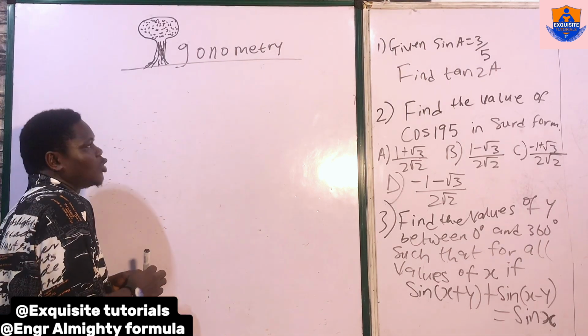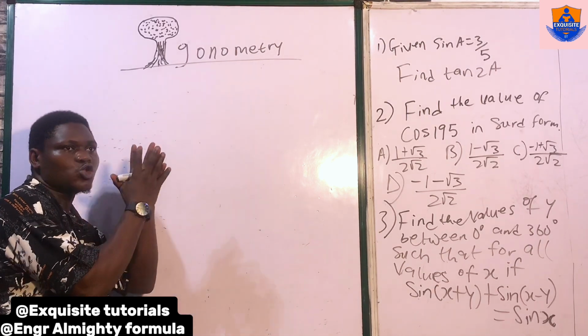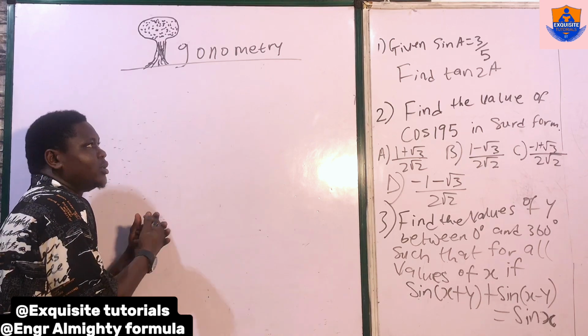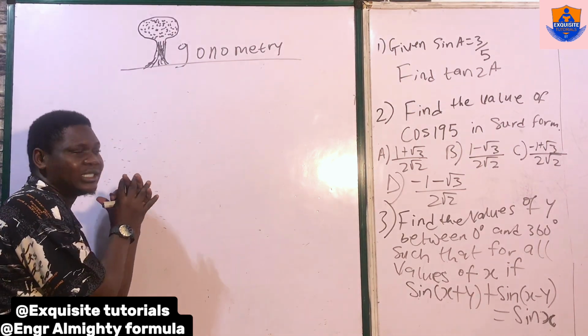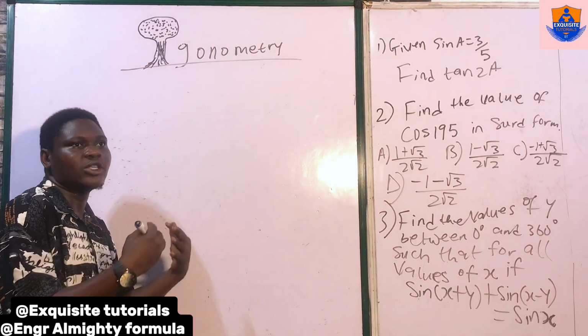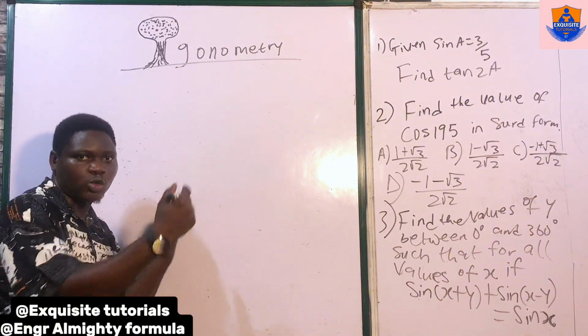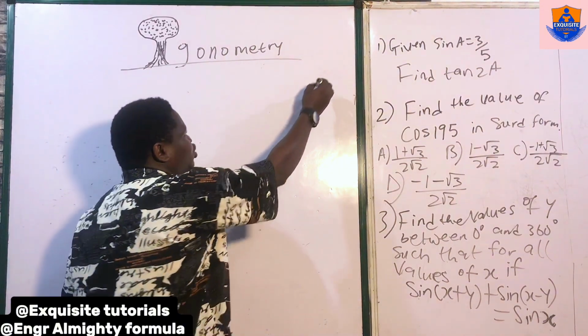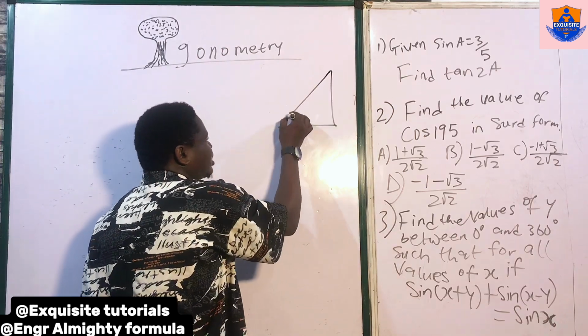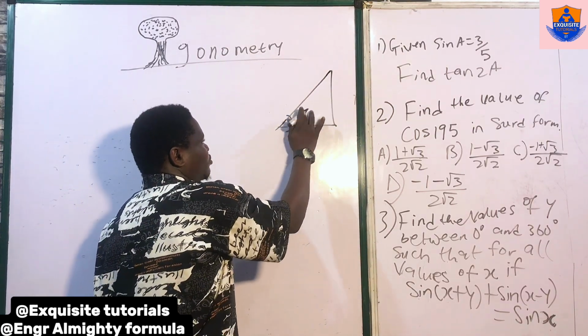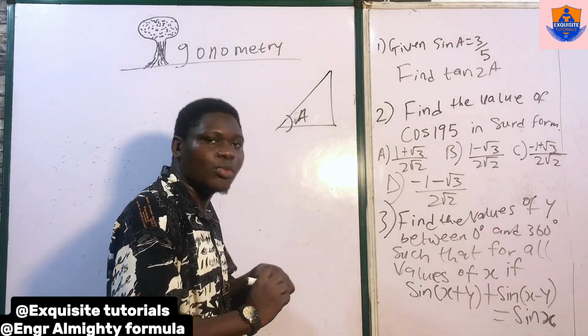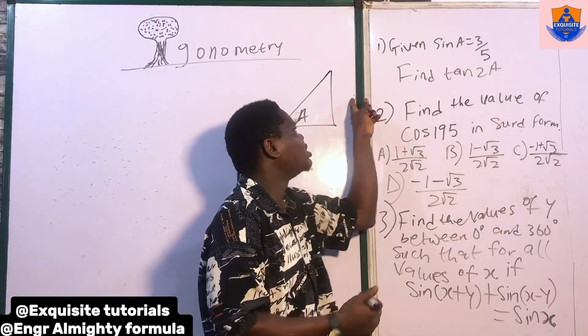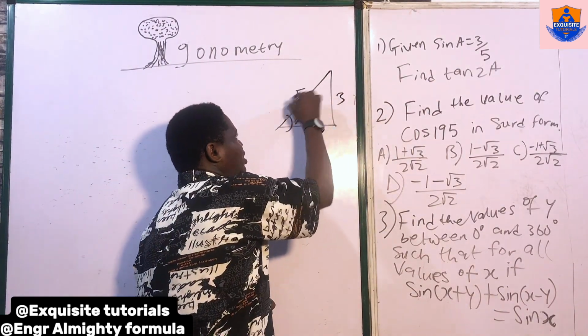Remember in our previous video, we did an example that required us to square it. After squaring, we'll find cos and we'll find tan. Or we also said you can use a triangle. You draw a triangle and imagine that this is A. What is sine? Sine is opposite over hypotenuse. So this will be opposite over hypotenuse.